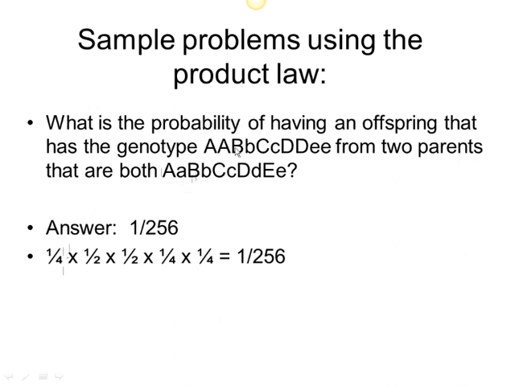The probability of getting a big B, little b offspring from two parents that are big B, little b is 1/2. The probability of getting a big C, little c offspring from two parents that are big C, little c is 1/2. The probability of getting a big D offspring from two parents that are big D, little d is 1/4. And the probability of getting a little e offspring from two parents that are big E, little e is 1/4.